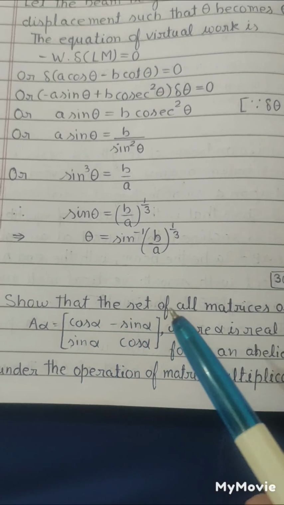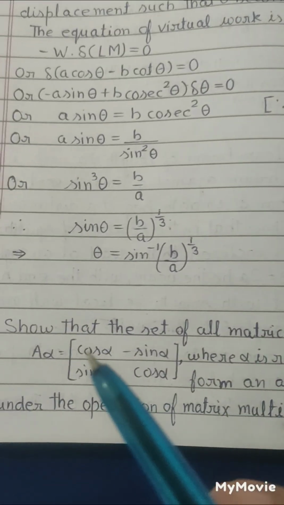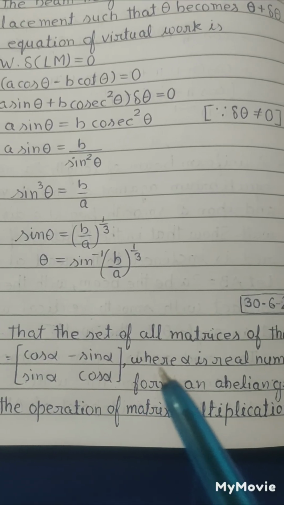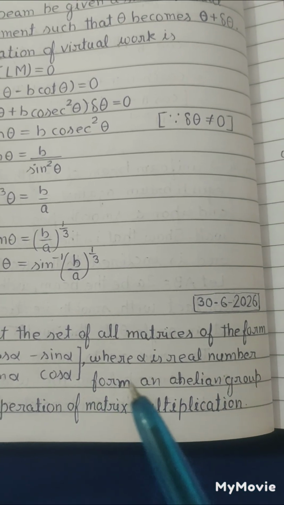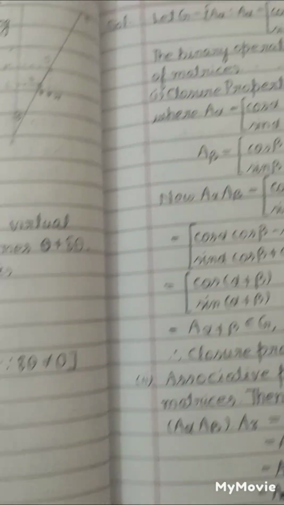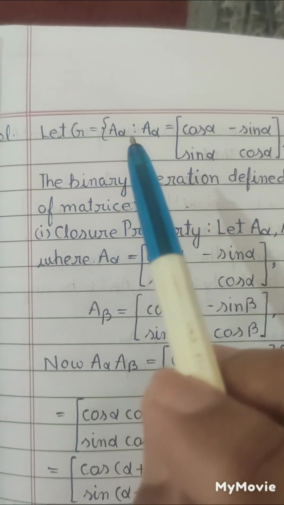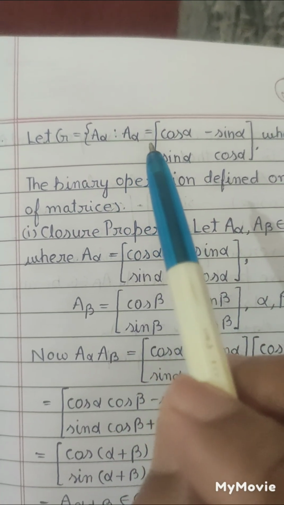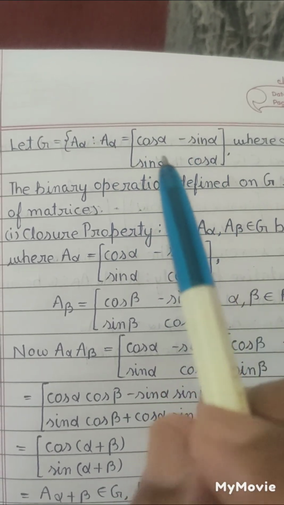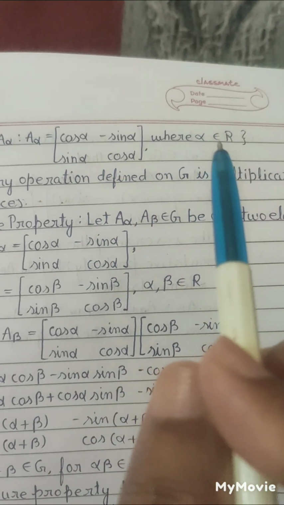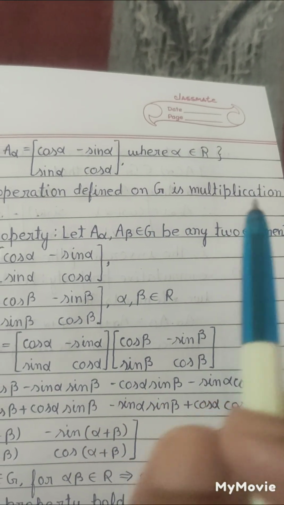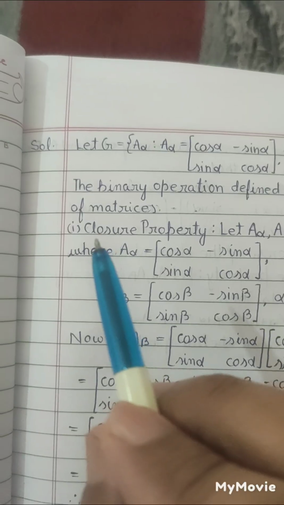Example: show that the set of all matrices of the form A alpha equals [cos alpha, minus sin alpha; sin alpha, cos alpha], where alpha is a real number, forms an abelian group under the operation of matrix multiplication. Solution: let G equal the set of A alpha such that A alpha equals [cos alpha, minus sin alpha; sin alpha, cos alpha], where alpha belongs to R. The binary operation defined on G is multiplication of matrices.